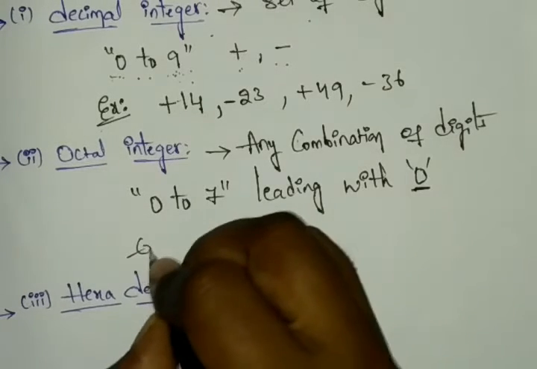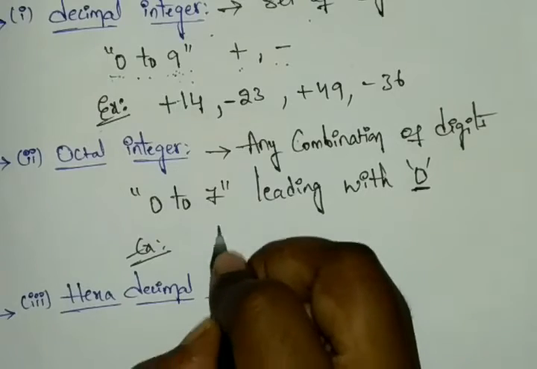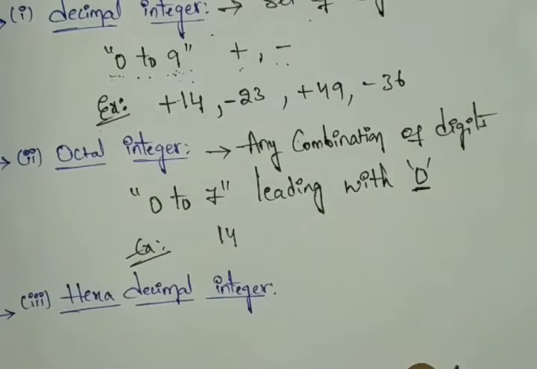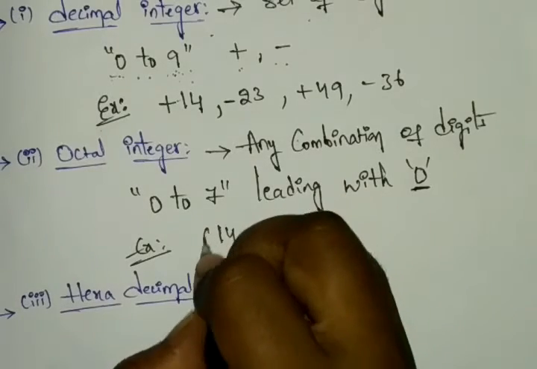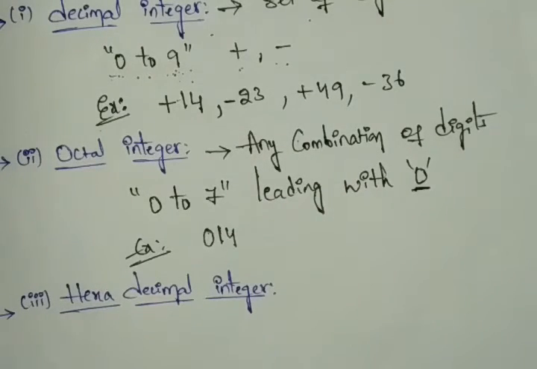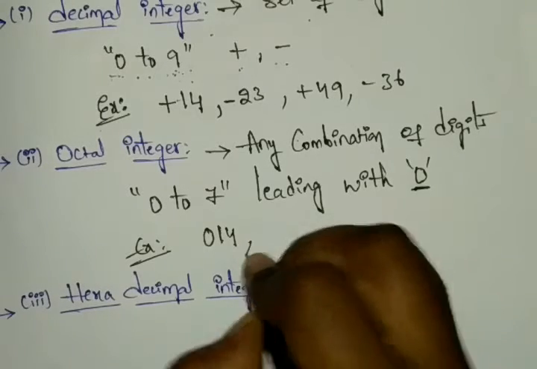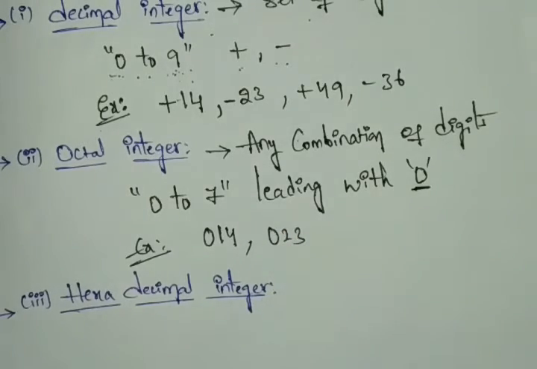For example, here you can see 14. Yes, it is similar to our decimal integer. But how can we identify it? Before it, you write the 0. Now you can see, yes, this is our octal integer. And next, another octal integer. Okay, like this we can identify. If the number has a 0 before the digits, we can call it an octal integer.